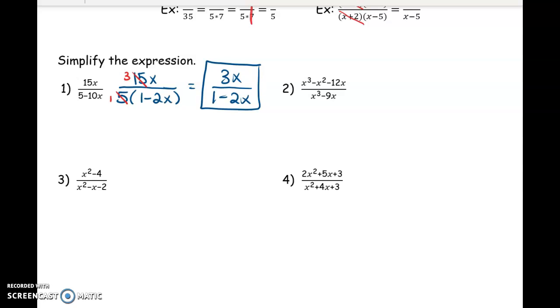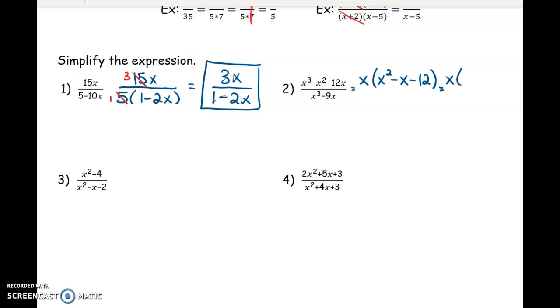All right, so let's hop to number 2. Number 2, in that numerator, I can start by taking out a GCF of x. So I'd be left with x squared minus x minus 12. Now that's a trinomial that can actually be factored further. So I'm going to continue factoring.